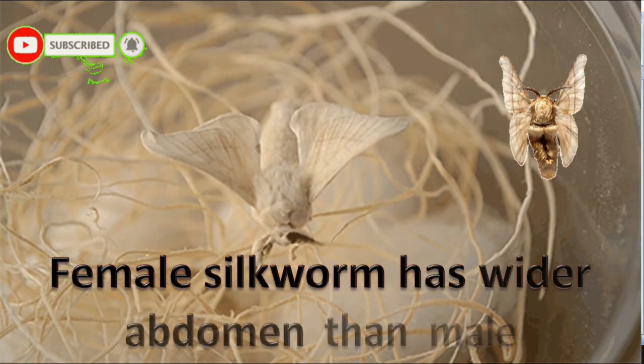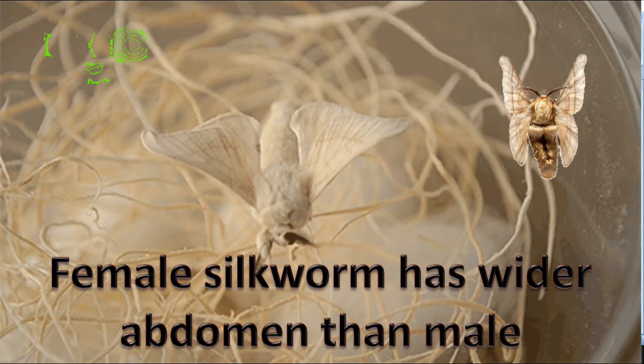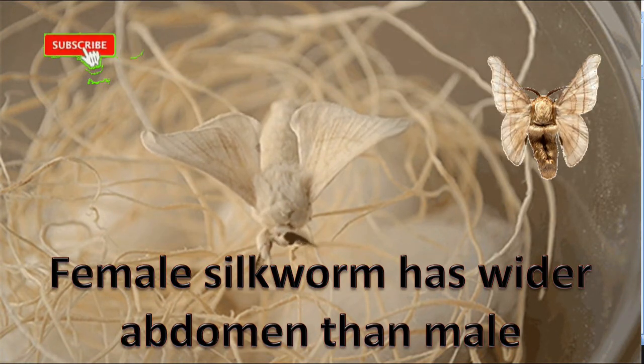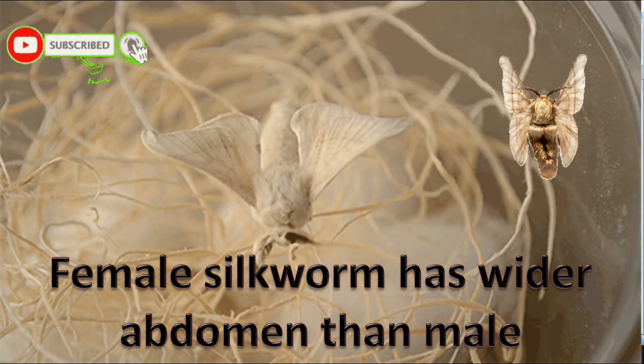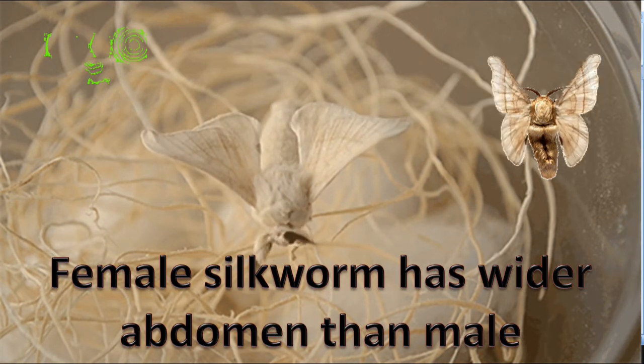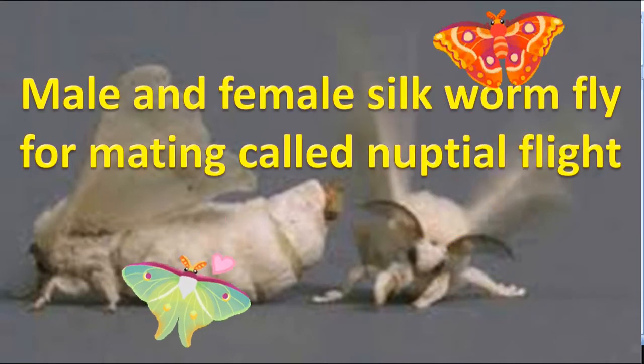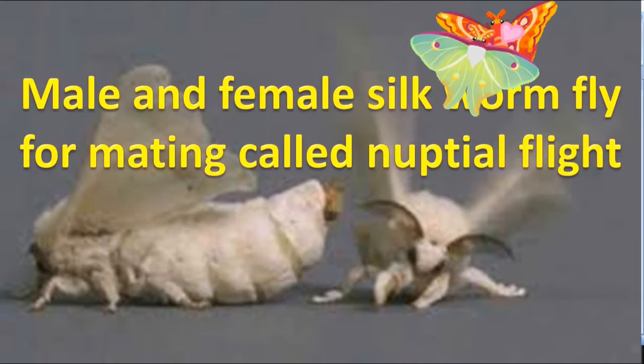Female silkworm and male silkworm. Female silkworm has a wider abdomen than male because the grown ovary causes the wider abdomen to form. Male and female silkworm fly for mating, called nuptial flight.